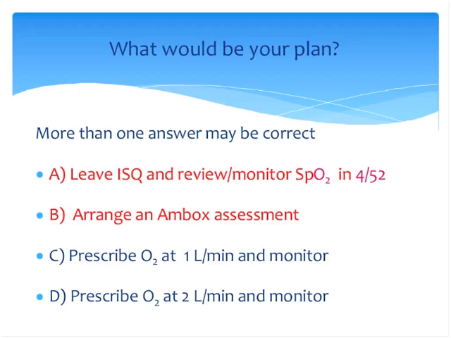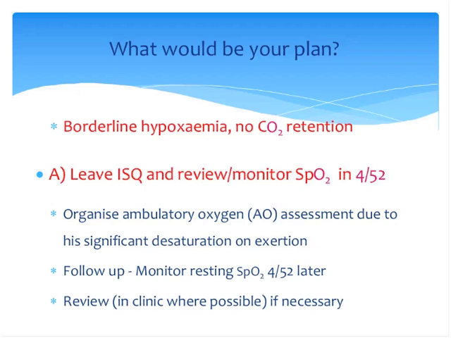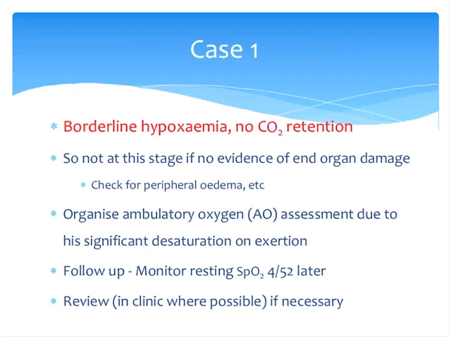So in this case, just to summarise, we would leave them off oxygen, monitor the saturations and arrange a relatively urgent ambulatory oxygen assessment. When Julia moves on to her presentation, she will be discussing the same cases and therefore will go through the ambulatory assessment for this patient. So in this case, no HOOF would need to be completed. So as I said, they had borderline hypoxaemia with no CO2 retention.